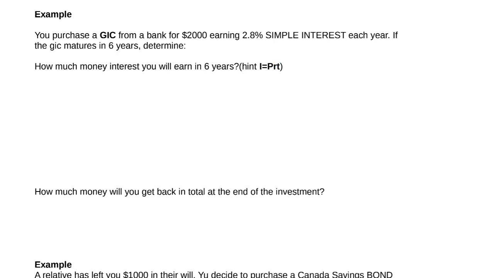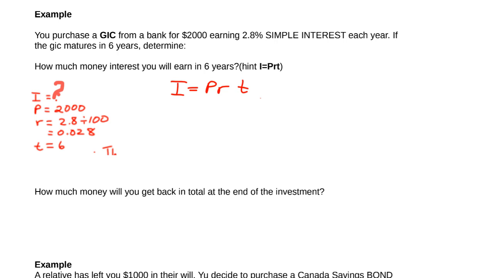Now remember, for simple interest, I is equal to PRT. So let's do the calculation, shall we? So remember, I is equal to PRT. Now the question is, what do we fill in for each of those numbers? Let's write our information on the side so we know what we're doing. Now, I we don't know, so that's our interest. And the P is what we call the principal, and that is $2,000.